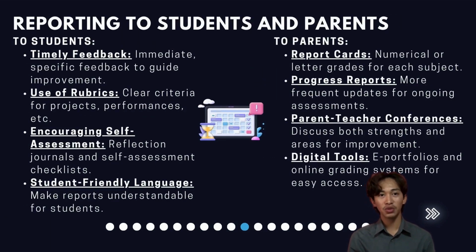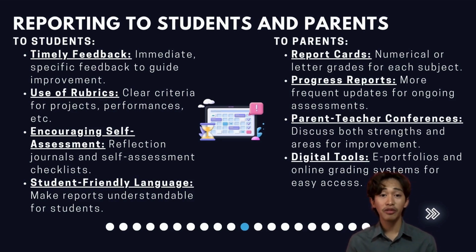Number 3, reporting to students. First, timely feedback. And we have some examples. First one is immediate feedback. Giving students immediate feedback, especially after formative assessment, is crucial. Feedback should be specific, focus on both strengths and areas for improvement, and encourage self-reflection. The second example for this is conferencing. Teachers can schedule one-on-one conferences with students to discuss their progress, reflect on their learning, and identify strategies for improvement.